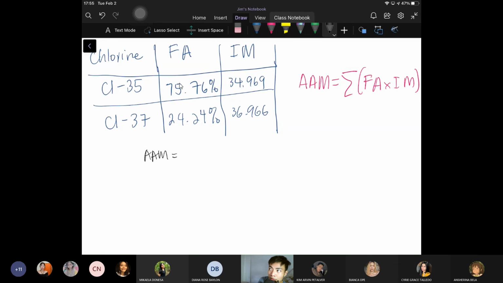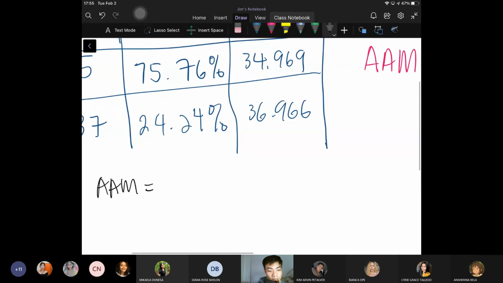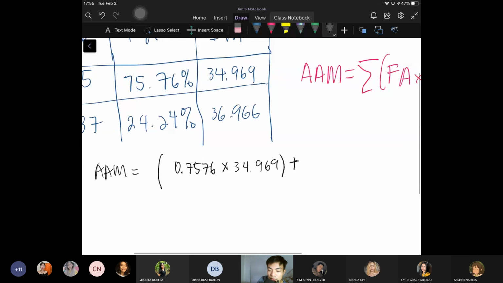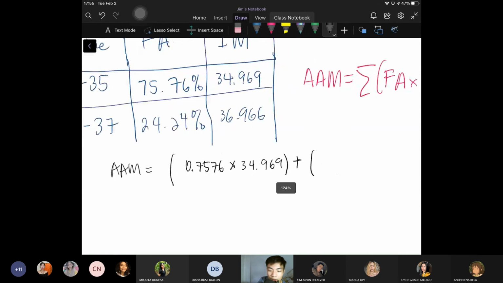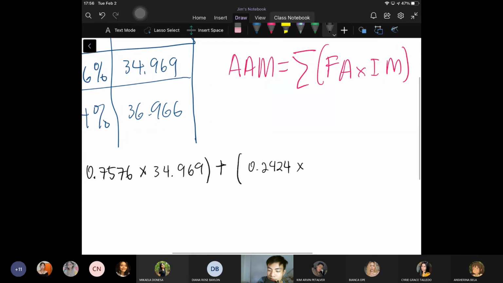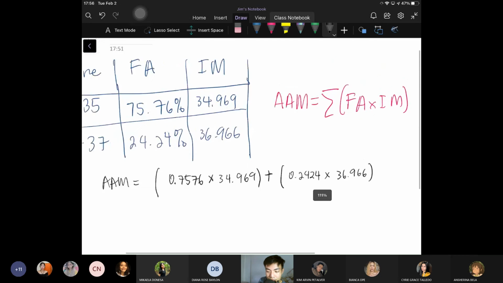However, we are going to convert Fa to decimal. So yung 75.76% that can be expressed as 0.7576 times your Im, your isotope mass for chlorine 35, which is 34.969. Plus, for the other isotope, chlorine 37, so that will be 0.2424 times the mass, which is 36.966. Okay. And that's all.